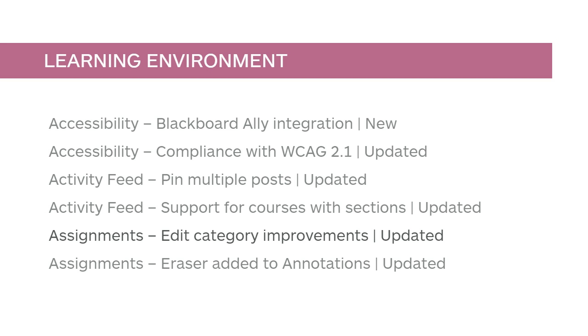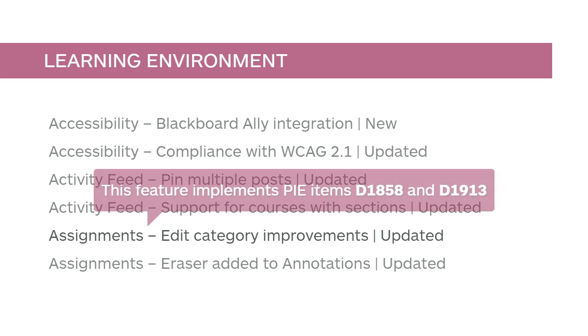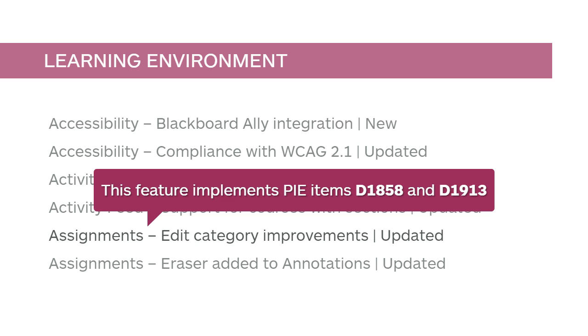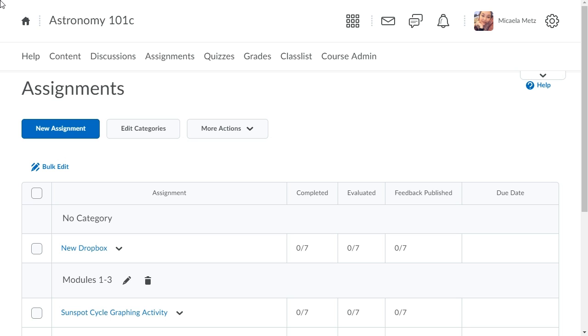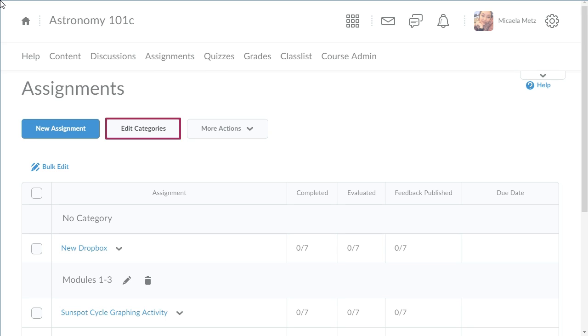You can now edit all categories in assignments from one page. This feature implements PI items D1858 and D1913. From Assignments, click Edit Categories.